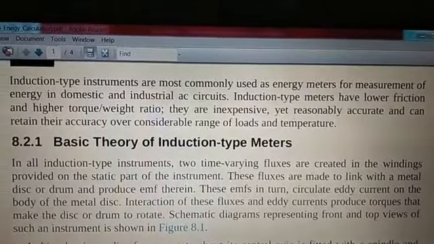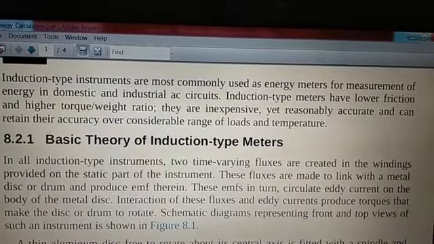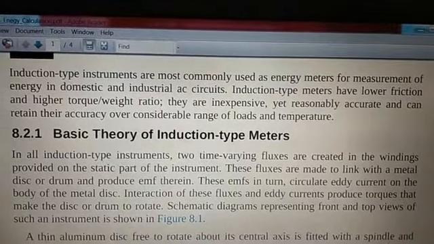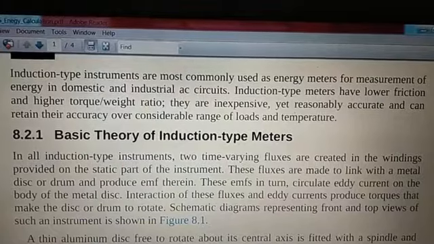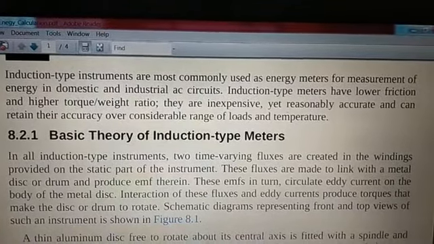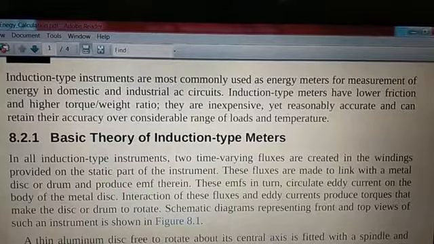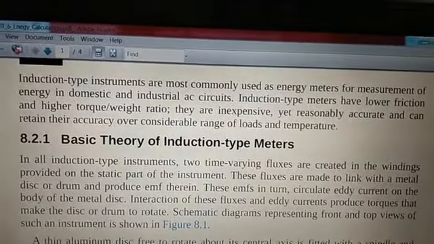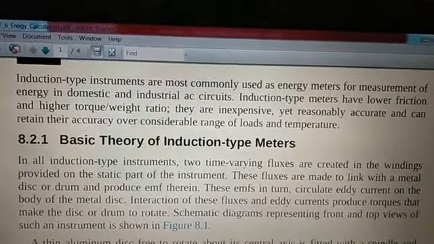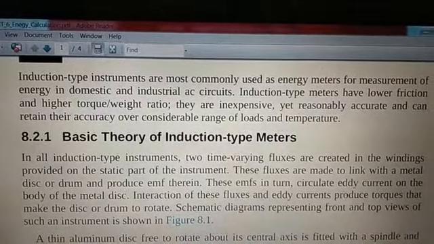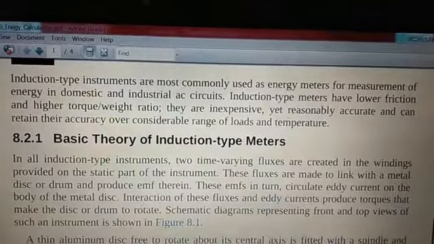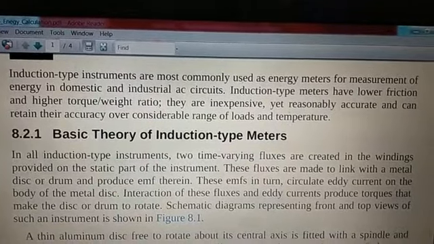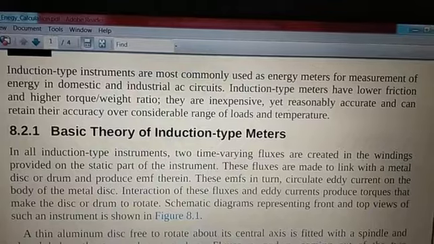Induction type instruments are most commonly used as energy meters for measurement of energy in domestic and industrial AC circuits. Induction type meters have lower friction and a higher torque to weight ratio. They are inexpensive yet reasonably accurate and can retain their accuracy over a considerable range of loads and temperature. So it is very popular among the other types of energy meters. However, very accurate energy meters are available, but they are not cost effective.